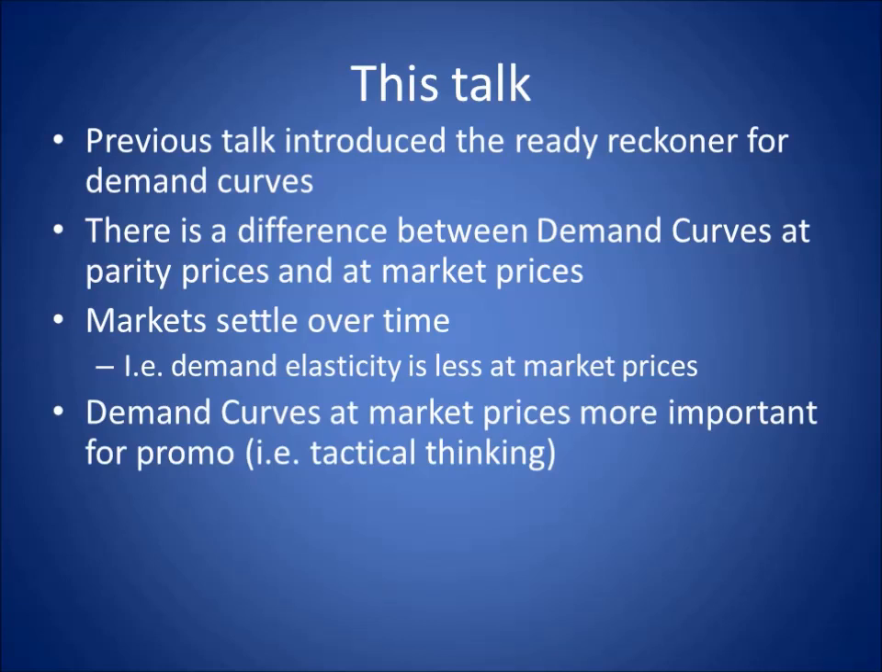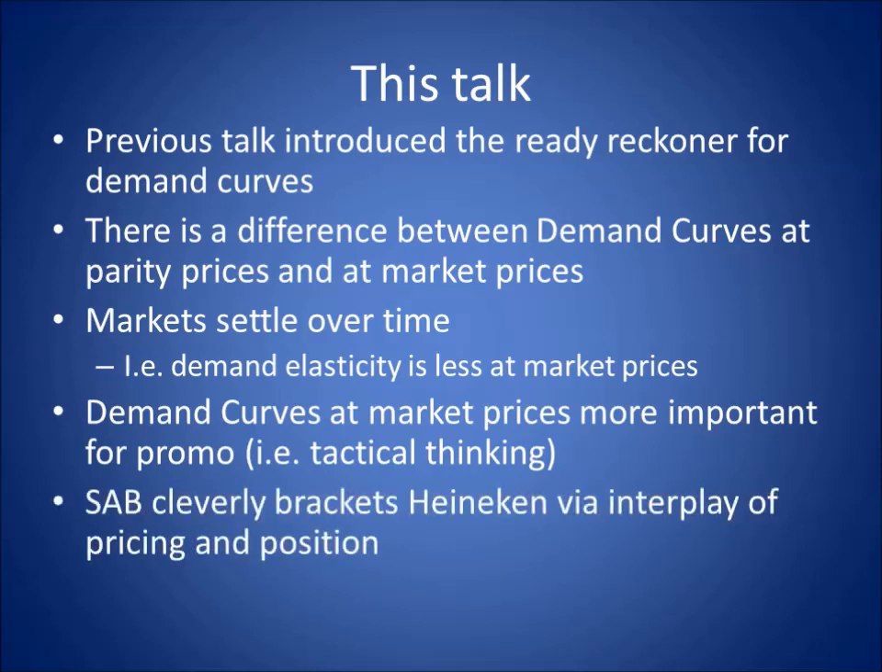Demand curves at market prices are more important for promos, promo pricing, tactical thinking. Obviously, you have to get your tactical thinking and your strategic thinking in line with each other. And I showed how SA Brewery very cleverly bracketed Heineken with the interplay of pricing and position, with especially Castle Light being priced above Heineken, i.e. getting better returns, and that is due to a positioning just above Heineken.